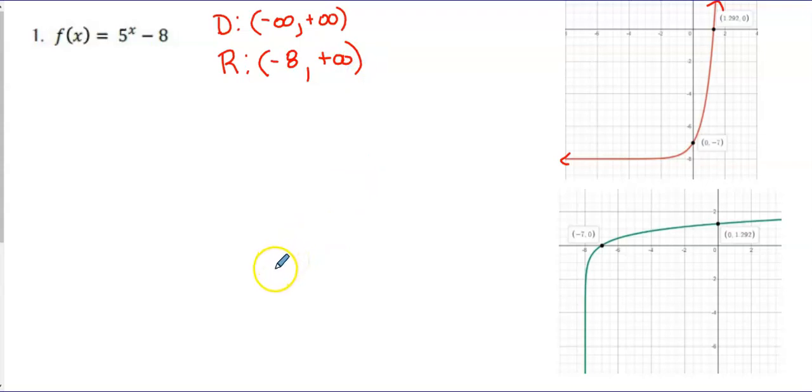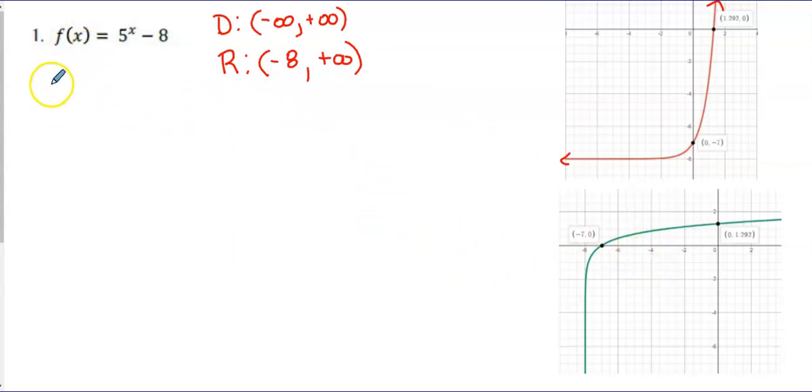So if you remember inverses, you remember that the domain and range switch. So when we get to our log function and we look at this green graph, we should see that the domain and range are going to switch places for the green inverse graph. All right, let's get started.